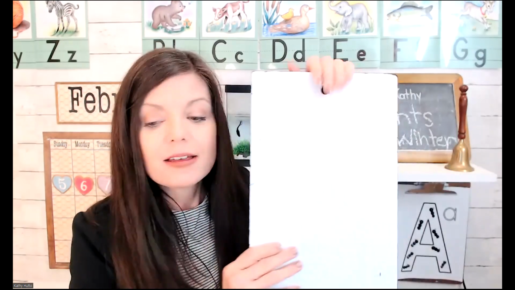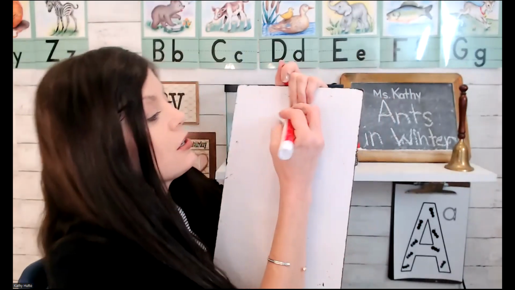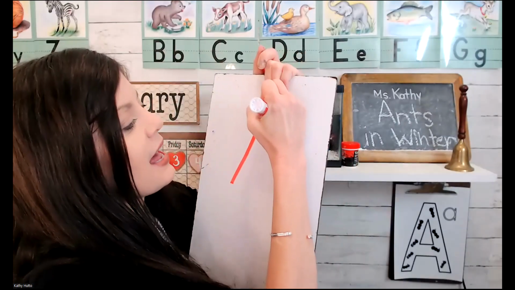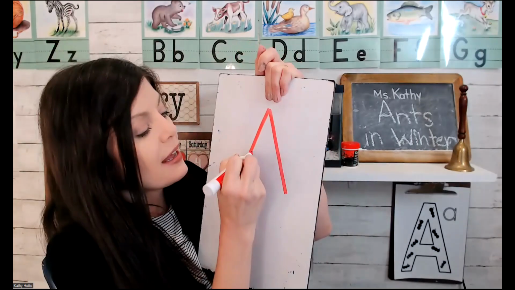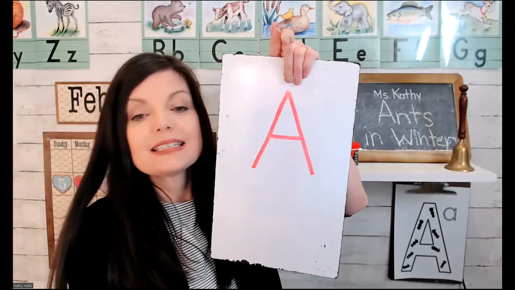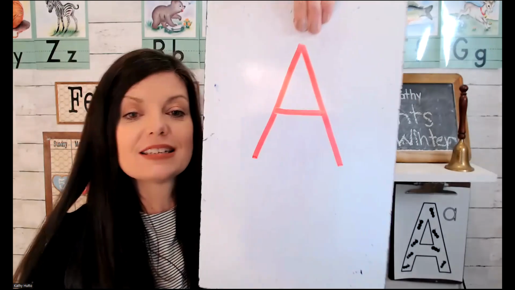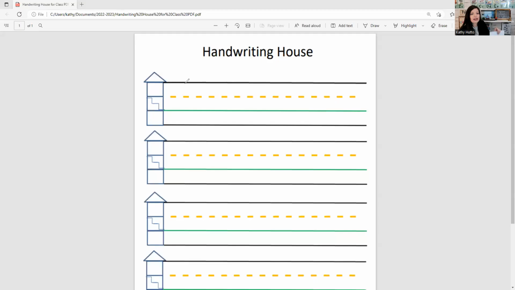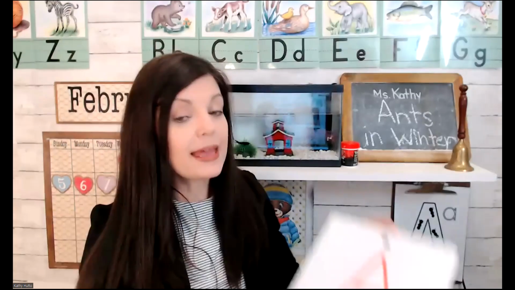To write a letter A, you're just going to start at the top. You're going to slide down to the bottom. You're going to go back up to the top and slide the other way. And then you're going to make a line in the middle. Slide, slide across. Do you want to try to make a letter A? All you have to do is start at the top. Slide, slide across.